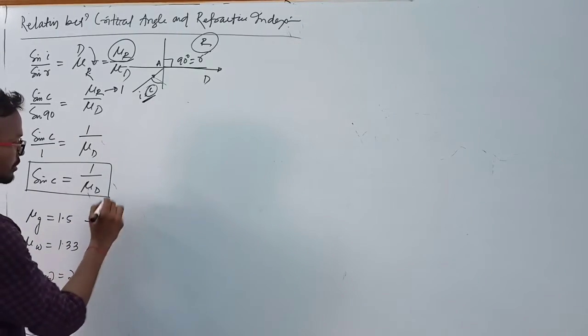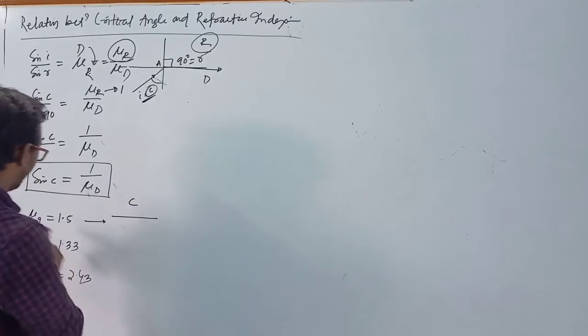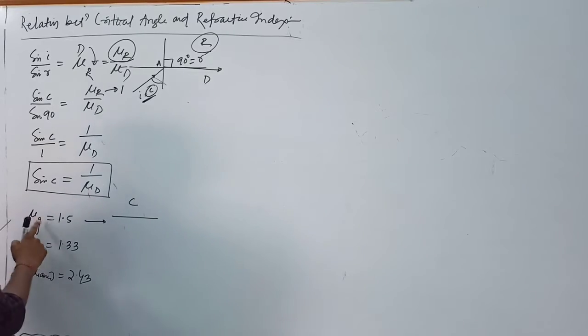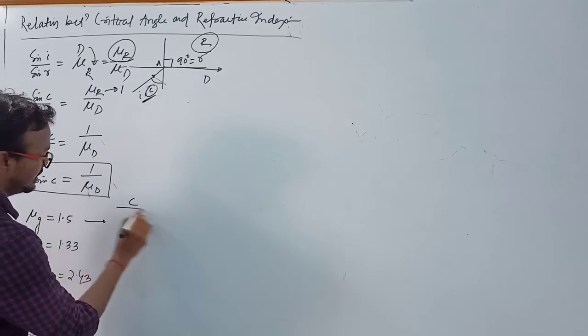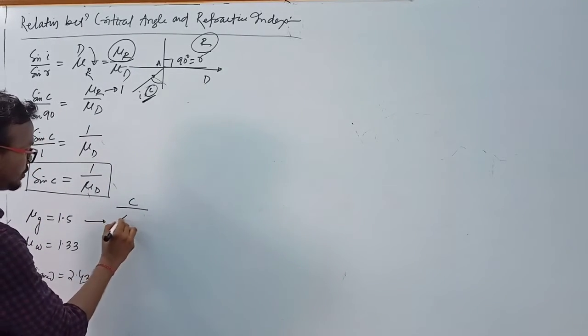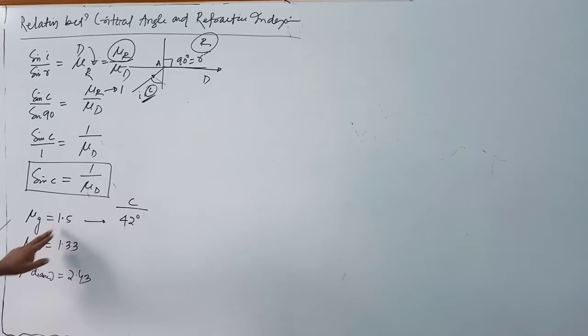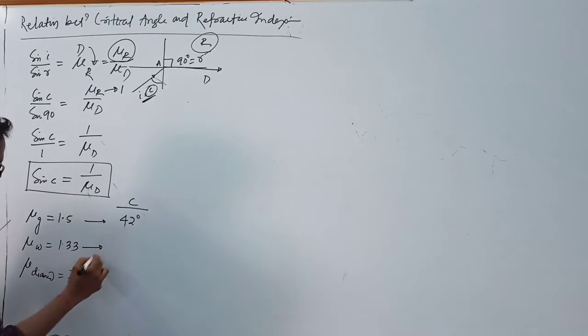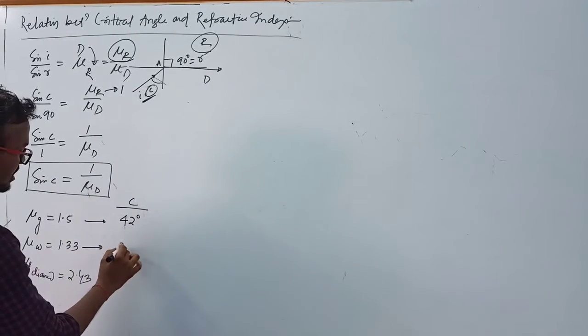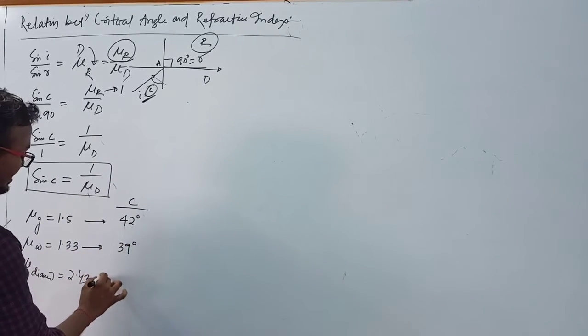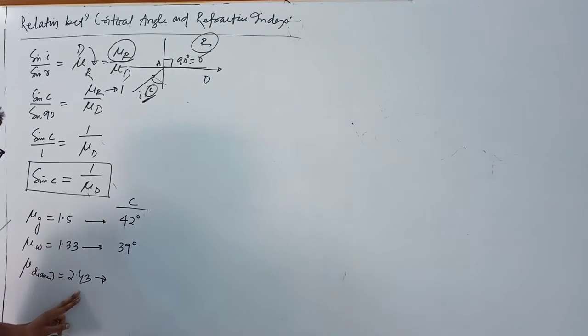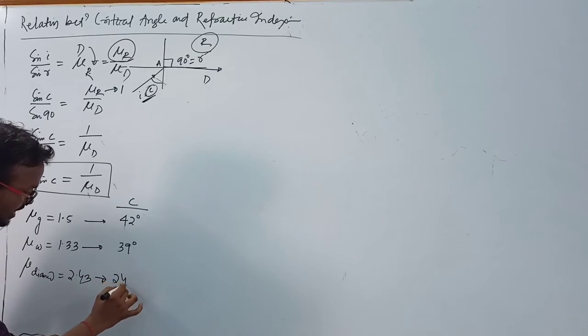Now you have to remember this critical angle. For the glass medium, the critical angle is equal to 42 degrees. You have to remember this critical angle and refractive index. Next, the critical angle for the water medium is equal to 39 degrees, and the critical angle for diamond is equal to 24 degrees.